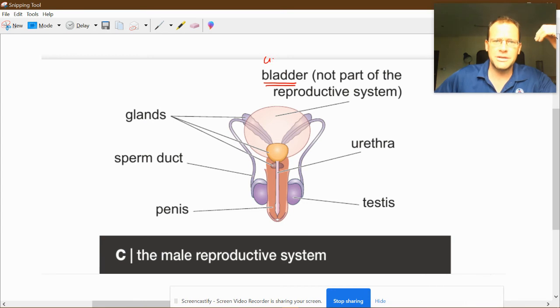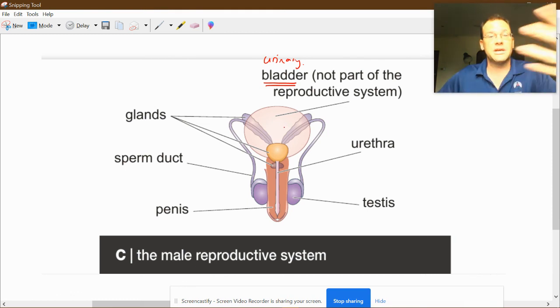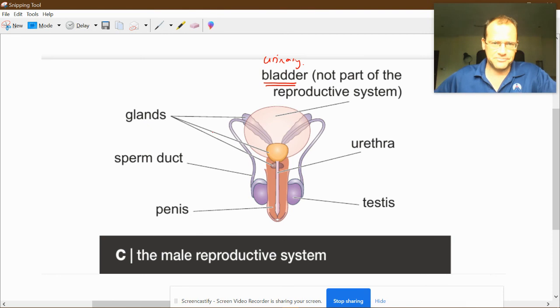It's not part of the reproductive system, but it's labelled here because in the male system it is kind of connected. Okay, so that big storage organ there stores the urine, and urine is passed through the penis through the urethra as well. Okay, so it is linked.